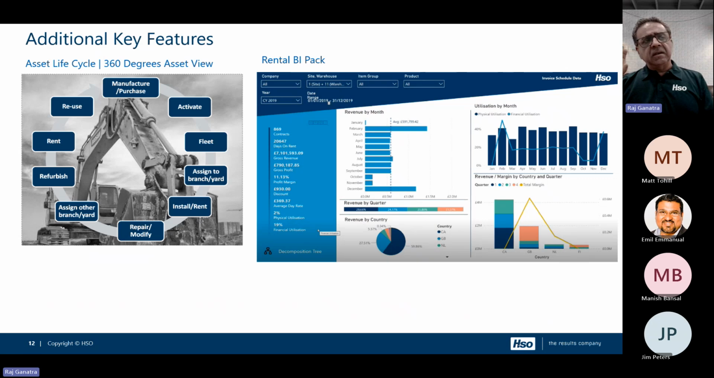In addition to that, we're bundling the rental BI pack part of the solution. It gives you capabilities out of the box to look at what is the revenue by month, what is your utilization by quarter, which is the utilization of the equipment, the rental equipment. It gives you the capability on downtime, as well as margins, as well as customer performance.